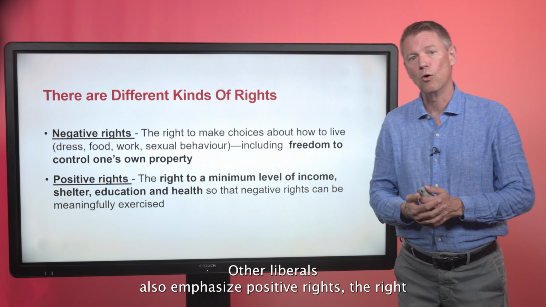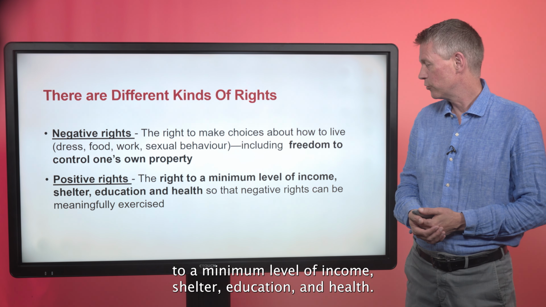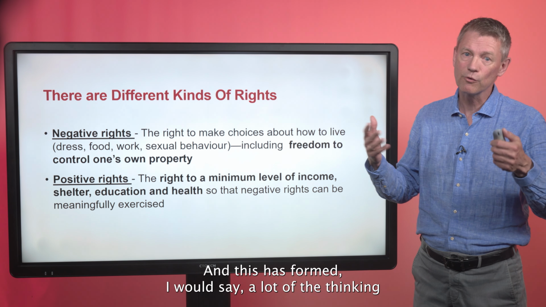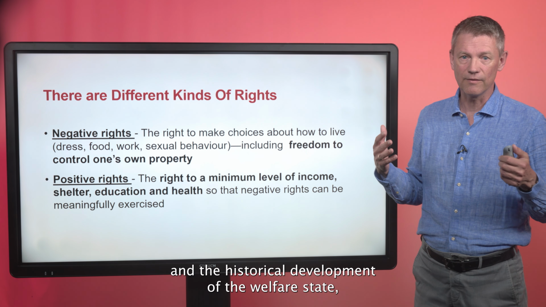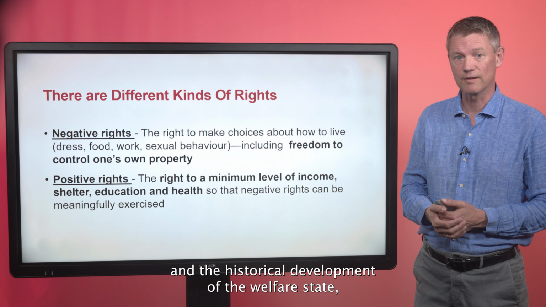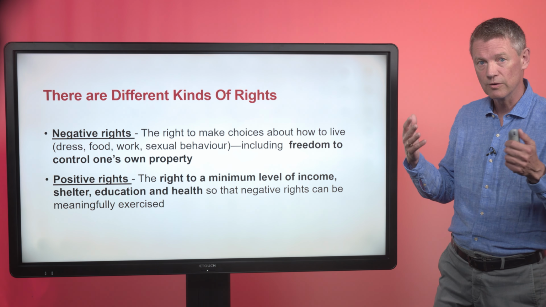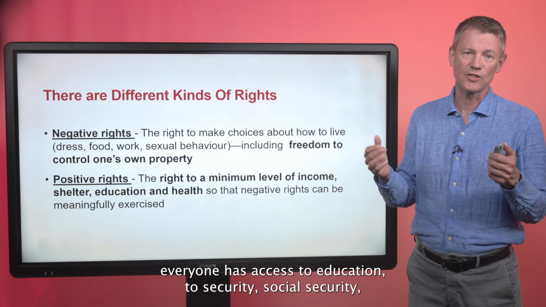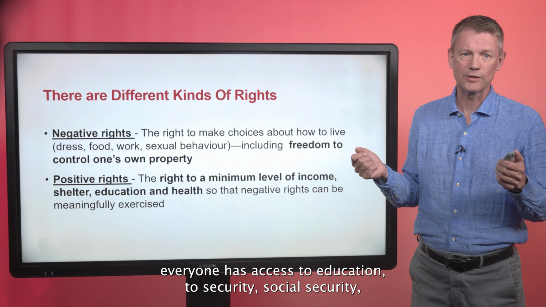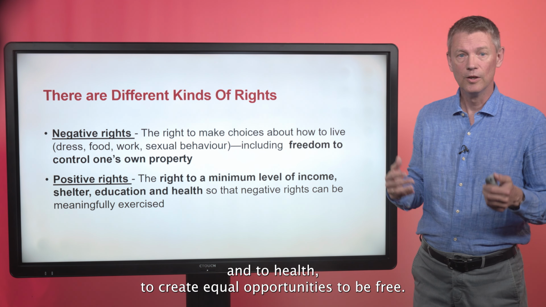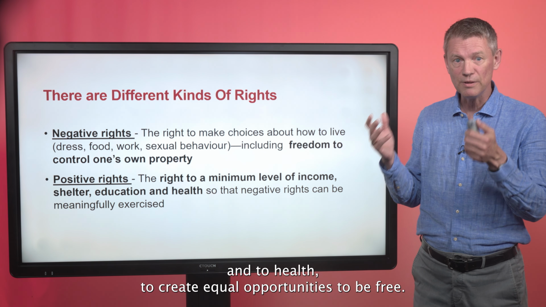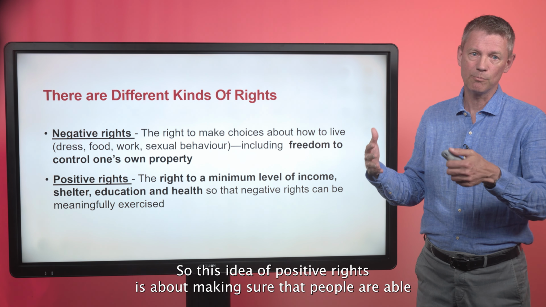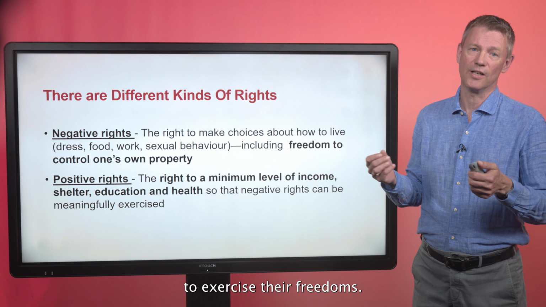Other liberals also emphasize positive rights, the right to a minimum level of income, shelter, education, and health. And this has formed, I would say, a lot of the thinking and the historical development of the welfare state, for example, in the Nordic countries, that we need to make sure that everyone has access to education, to security, social security, and to health, to create equal opportunities to be free. So this idea of positive rights is about making sure that people are able to exercise their freedoms.